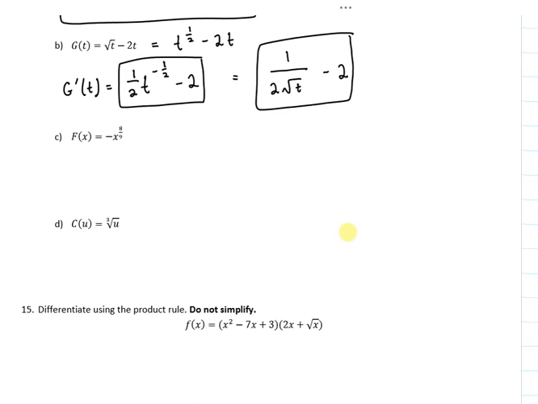For part C, this is just another simple power one. We get negative 8/9 x to the 8/9 minus 1, which is minus 1/9. So 8/9 minus 1, that's 8/9 minus 9/9. That's 8 minus 9 over 9, which is negative 1/9.